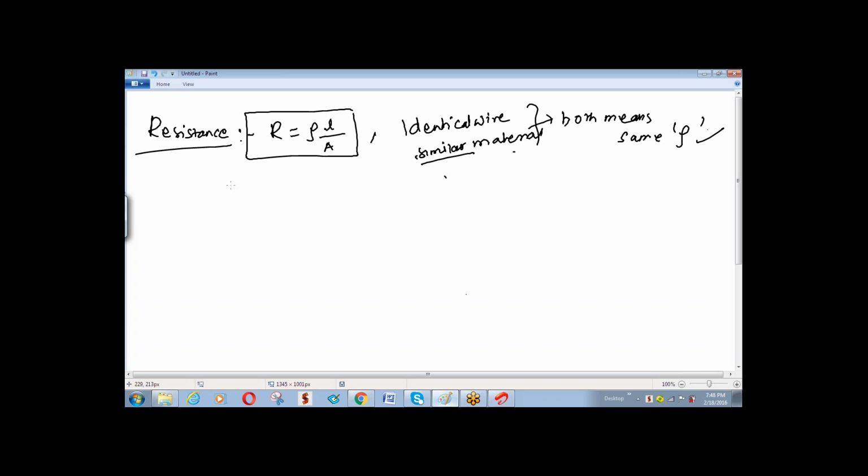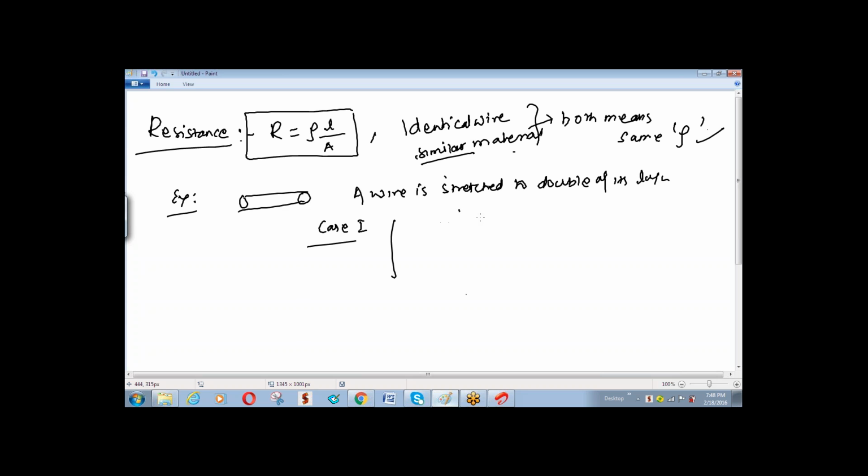So this was the last thing we discussed, and the example which we discussed is, let's suppose you have a wire of length L, or simply the question was a wire is stretched to double of its length, right? So I told you the accurate way to solve that is case 1 and case 2. Initially the length was L. Let's suppose area of cross section was A. Now you are saying it's doubled, so 2L, right?